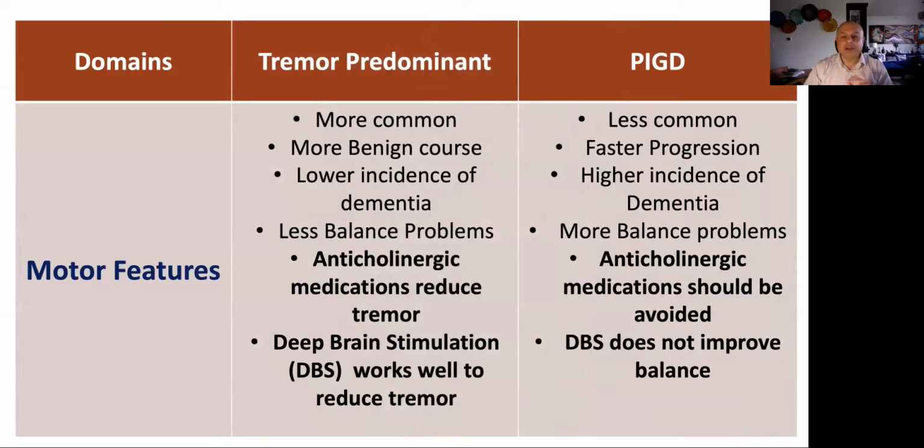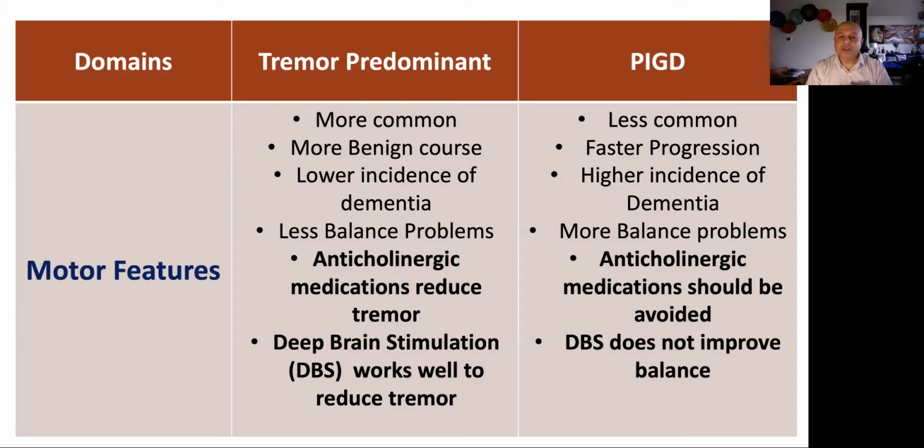So we talked about tremor predominant and postural instability and gait predominant Parkinson's disease. In tremor-predominant Parkinson's disease, tremor is obviously more common. In PIGD, tremor is less common. It is thought that people with tremor in Parkinson's disease have a more benign course than people with postural instability gait predominance, or PIGD. There was a lower incidence of dementia in tremor predominant compared to PIGD. There are fewer balance problems in tremor predominant than in PIGD.